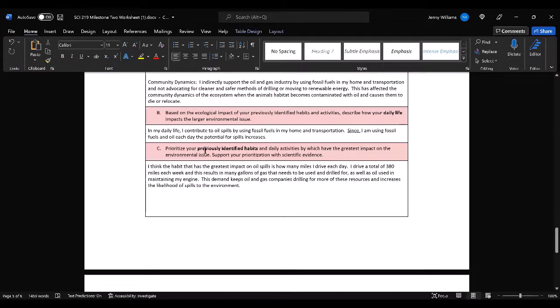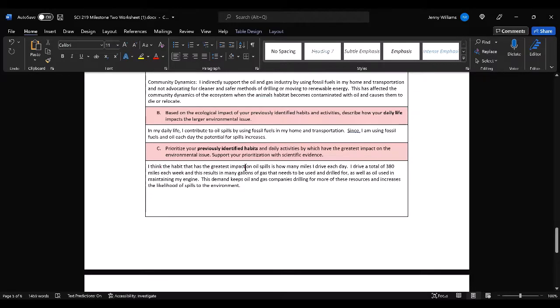Then you have to prioritize your habits listed here by which have the greatest impact. So in this section, you're going to try and list off as many things as you can think of that could be contributing to your overall problem. Okay, I just did a couple right here. Then you have to prioritize, right? So you're going to talk about which habit has the greatest impact.